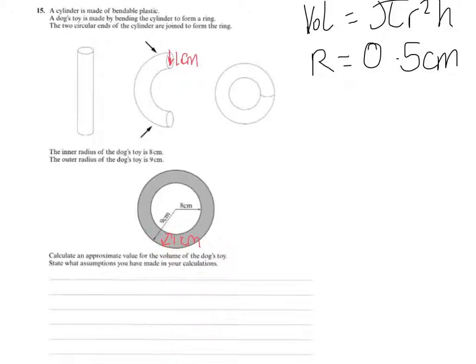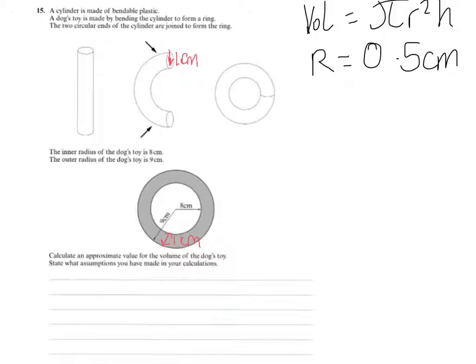Okay, the height then is a little bit trickier, because obviously this is the height of my cylinder, but when I bend it round, this is one side and this is the other side. So both of these will give our height, but actually now they're different, because this circumference is for the circle of radius 8 and this circumference is for the circle of radius 9.